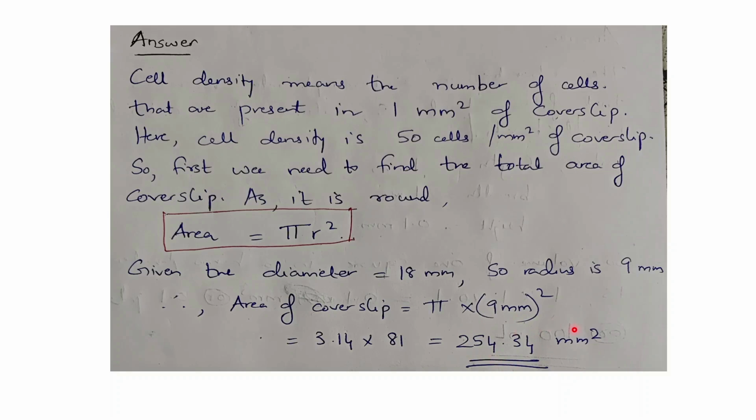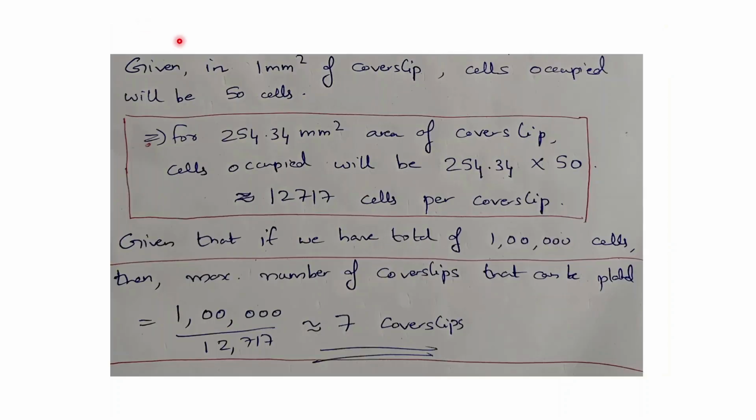So we know the area of the total cover slip is approximately 254 millimeter square, which is the unit of that area. As I said, cell density represents the number of cells present within 1 millimeter square of the cover slip. They have given that in 1 millimeter square of the cover slip there are 50 cells. You know the total area of the cover slip is 254.34 millimeter square.